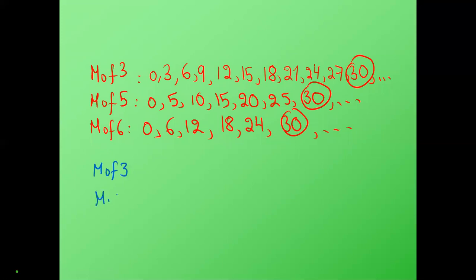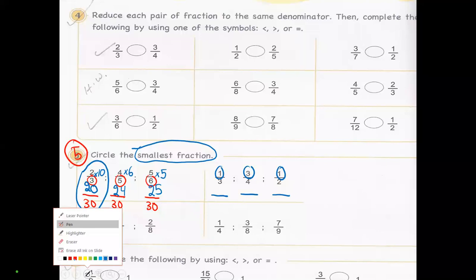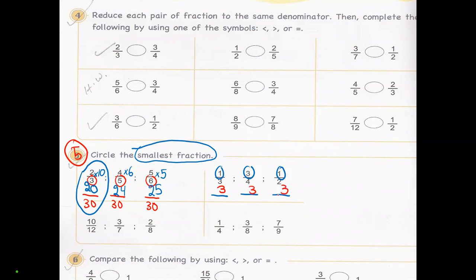Tell me table 3. 0, 1, 2, 3. Okay, table 3. 0, 3. So what is the first common multiple? It is 3. Now the 3, where should I copy it, up or down? Up, because it's a common numerator. So let me copy it up. 3, 3, 3. Now what shall I do, Jawad?